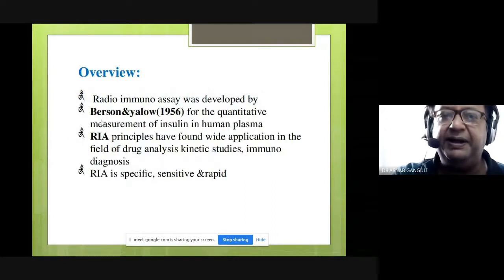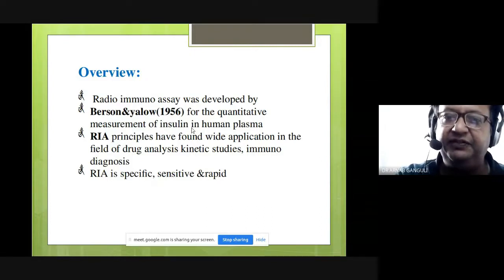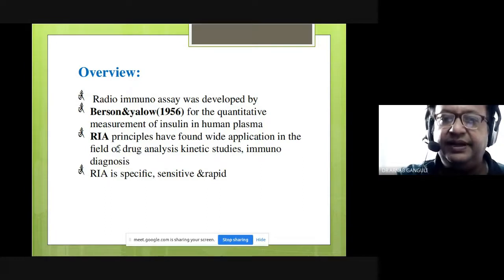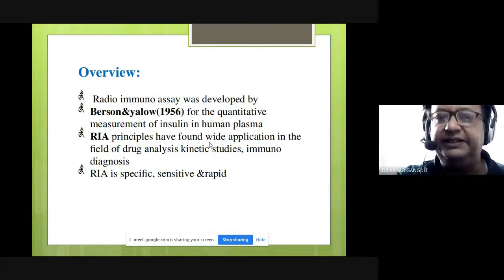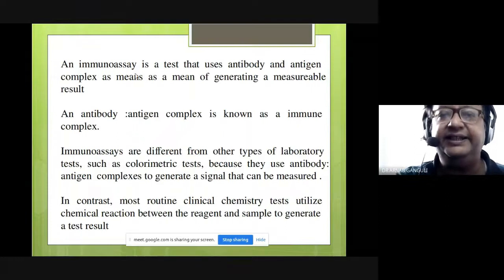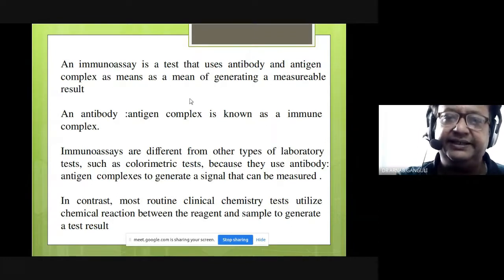So it was developed by Berson and Yalow in 1956 for the quantitative measurement of insulin in human plasma. You're basically quantifying it. Radioimmunoassay principles have found wide applications in the field of drug analysis, kinetic studies, immunodiagnosis. So it is specific, sensitive, and rapid. It is an immunoassay. It is a test that uses an antibody and antigen complex as a means of generating a measurable result. An antigen antibody complex is known as an immune complex.